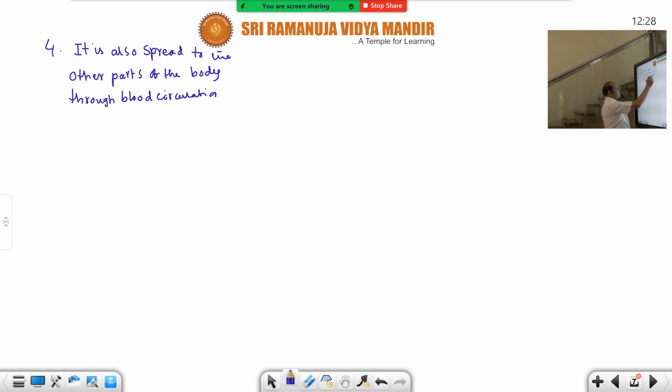They reach the other parts of the body through blood circulation. This is known as extra intestinal amoebiasis. The previous one is intestinal amoebiasis. This is extra intestinal amoebiasis because outside the intestine they go to the other parts of the body like liver, heart, lungs, brain, kidneys, gonads, etc.